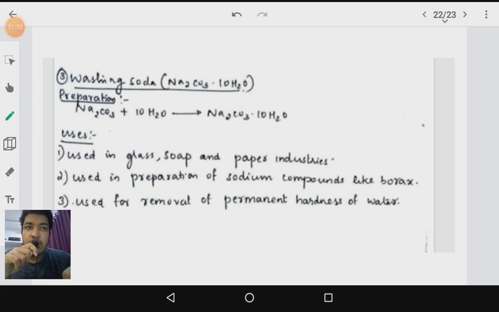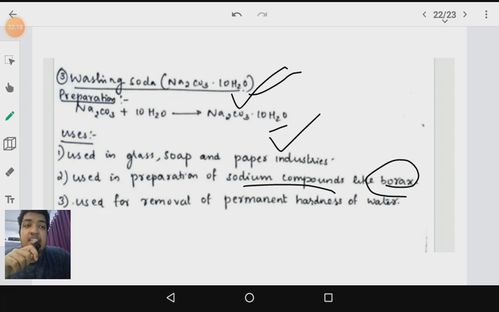Next is the washing soda. Washing soda is having a formula of Na2CO3.10H2O. It is prepared when sodium carbonate is reacting with water. So it results in the formation of Na2CO3.10H2O. It can be used in glass, soap as well as paper industries, and it can also be used in the preparation of sodium compounds such as borax. It can be used for the removal of permanent hardness of water also.